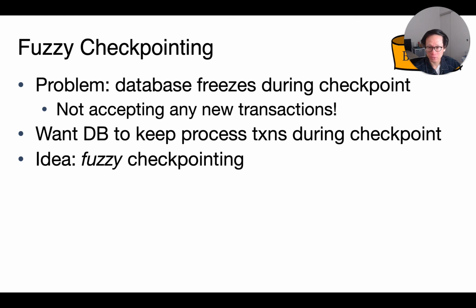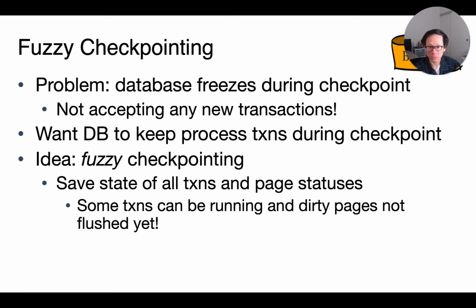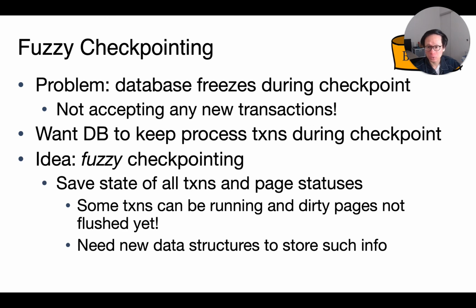The idea here is, instead of waiting for all transactions to finish, we somehow save the state of our transactions and the statuses of each page in memory during a fuzzy checkpoint. Because the system is still processing transactions as we take the checkpoint, we might have transactions that are still running with their dirty pages not flushed to the disk yet. Hence, we need new data structures to store the information about transactions and page statuses.